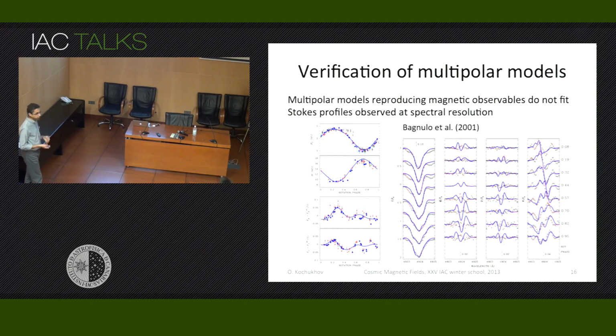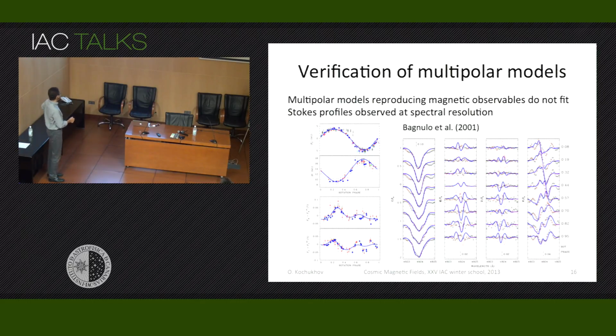a combination of dipole and octupole to these observations, and you can see they get almost perfect fits. But when they take the actual spectra in four Stokes parameters of that particular star, then the situation looks like this. This is Stokes I, Q, U, and V. The observations are shown here with small round circles. The prediction of the model which fits the observables is the thick blue line, and the red line is the prediction of some other model that they took from the literature.